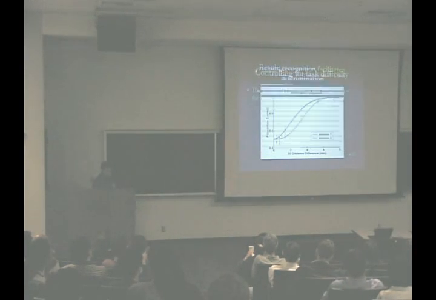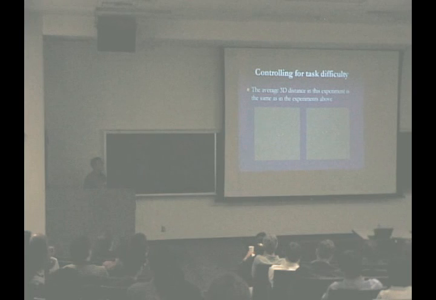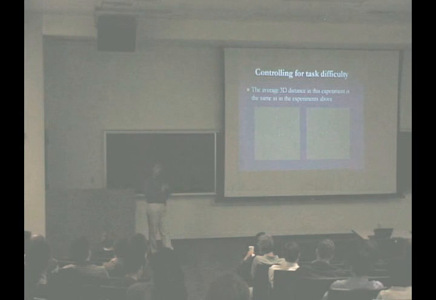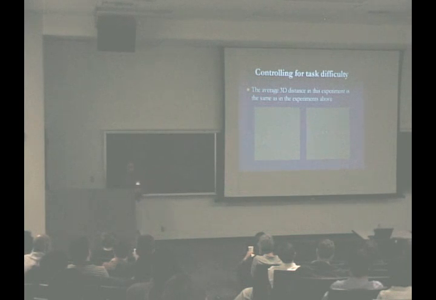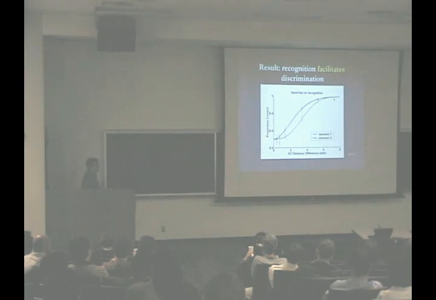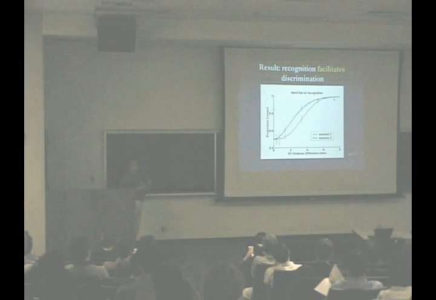We needed to control for task difficulty, so on average, the 3D distance in this control experiment is equal to the first experiment. We make sure we control for that. And here is the experimental result. It's completely opposite to the first experiment. In this case, when the constraint of expected equal length of the two forearms is gone, subject performance is improved from session 1 to session 2, in other words, from step 1 to step 3.